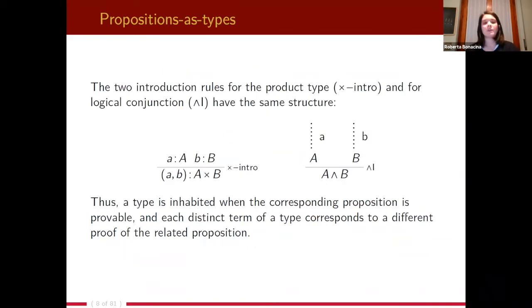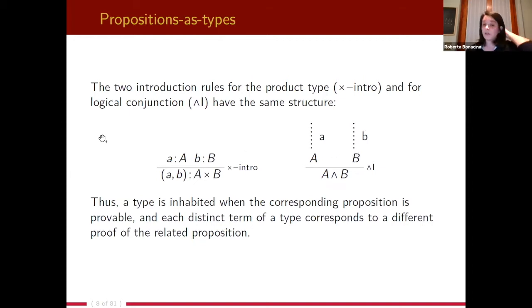So, for example, let's see the introduction rules for the product type and the logical conjunction. We see that they have the same structure. To introduce a pair of a product type, we need to have a term a of the first type and another term of the second type, which is what happens with logical conjunction. So to obtain A and B, we need to have a proof small a of the type A and a proof small b of the type B.